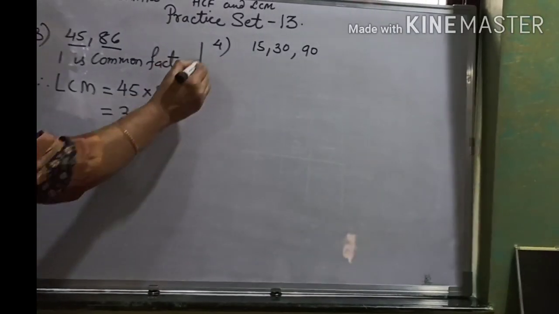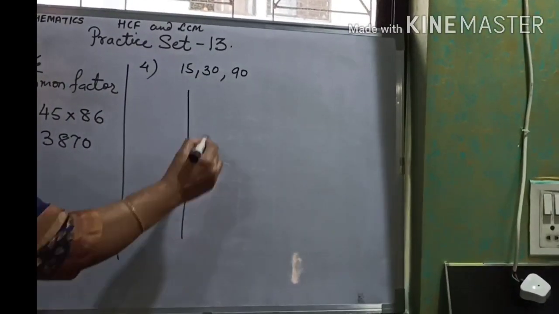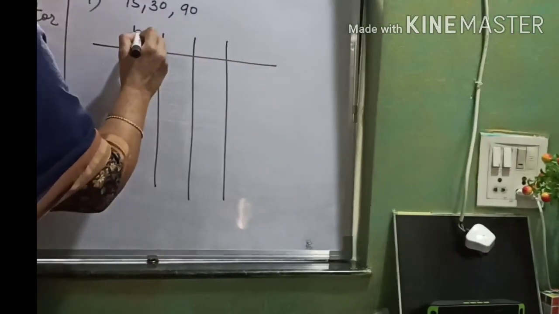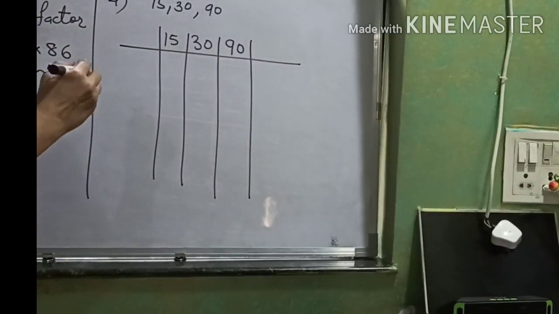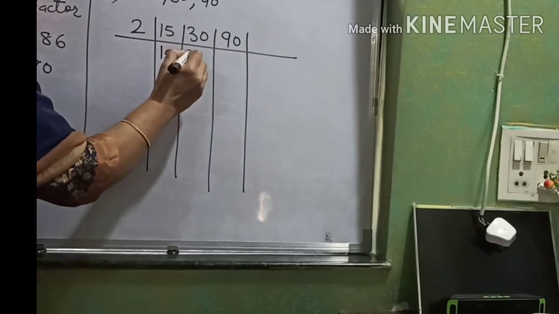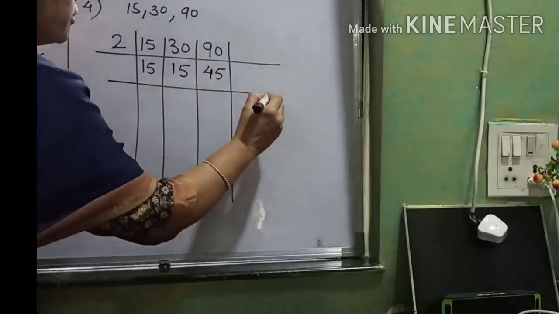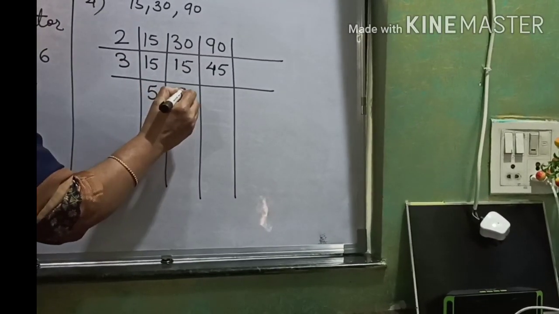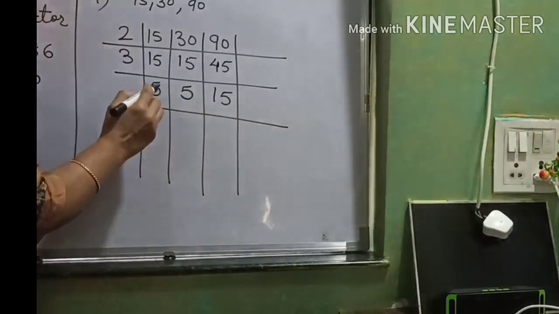3870. Now let us take the next example, finding the LCM of these three numbers. So again we will write in vertical arrangement: 15, 30, 90. Now first you try to divide by 2. 15 you will write as it is. 2 15s are 30. 2 45s are 90. Then all these numbers are divisible by 3. 3 5s are 15, 3 10s are 30, and 3 15s are 45.